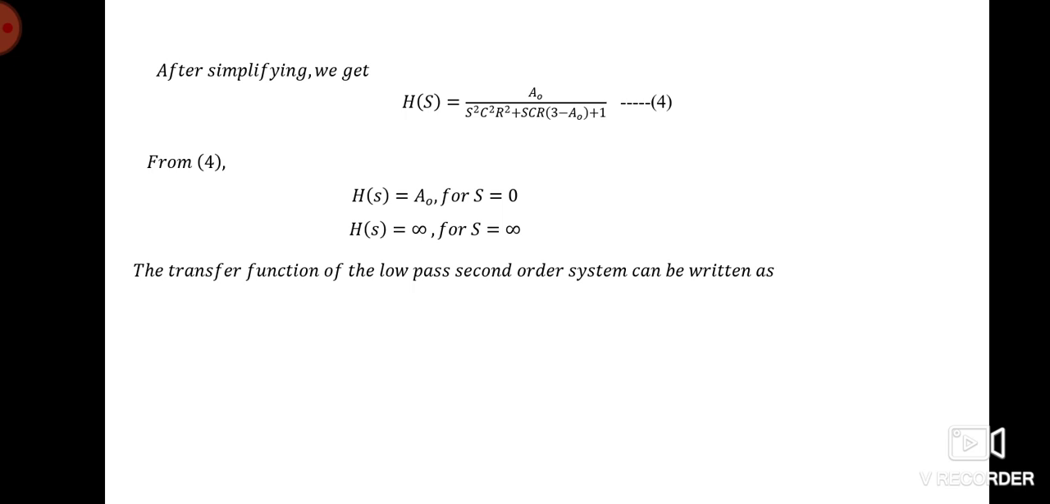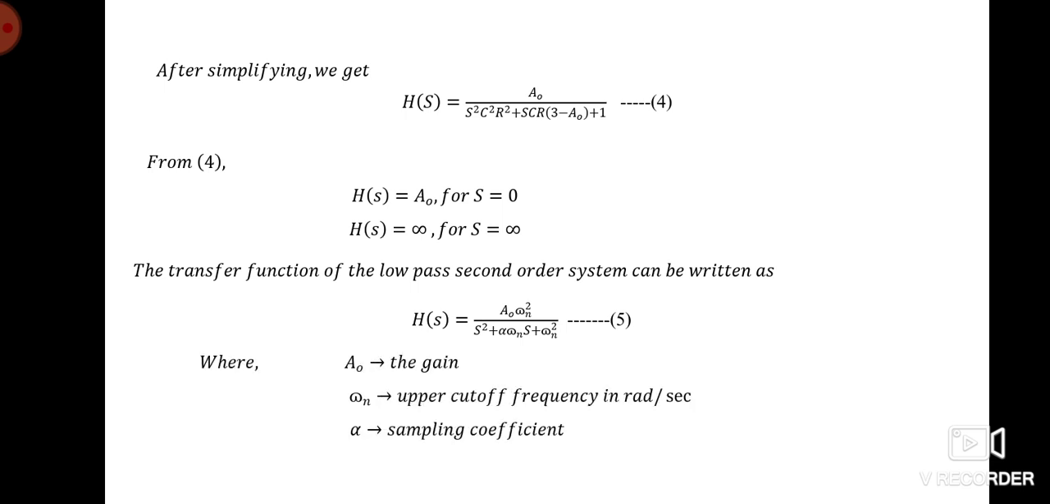In equation 4, if we substitute S equal to 0, H(S) equals the A naught value, and similarly S equal to infinity, we get the value of H(S) equal to infinity. The transfer function for the low pass filter can be written as H(S) equal to A naught omega n square divided by S square plus alpha omega n S plus omega n square, where A naught is the gain, omega n is the upper cutoff frequency in radian per second, and alpha is the damping coefficient.